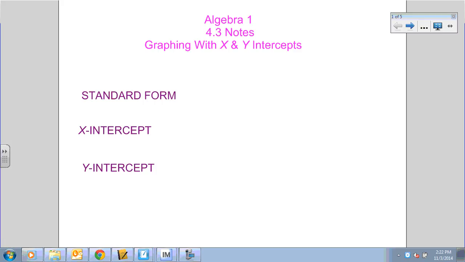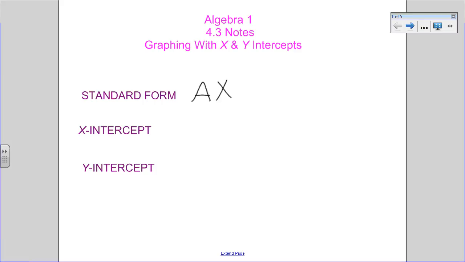Standard form is ax plus by equals c. You guys have this already written down. What standard form is, ladies and gentlemen, is x and y are on the same side of the equation. We've already had a lot of that because you had to solve for y. What we're going to do now is give you a method for graphing where you don't have to make it y equals mx plus b. So I'm going to use x and y intercepts when I have x and y on the same side of the equation.